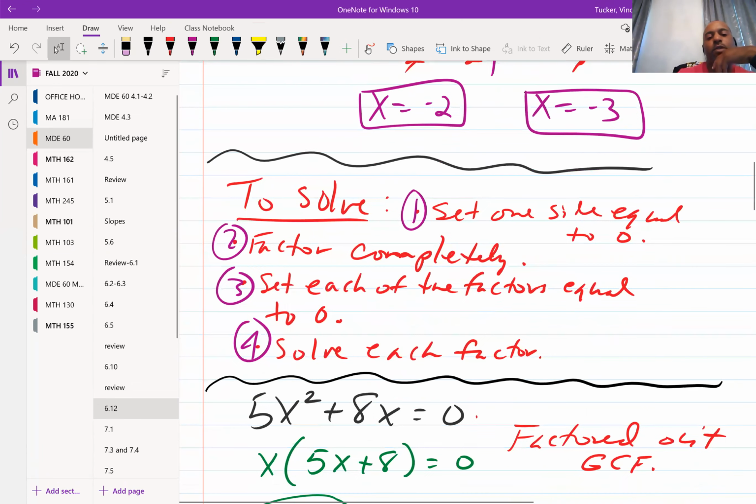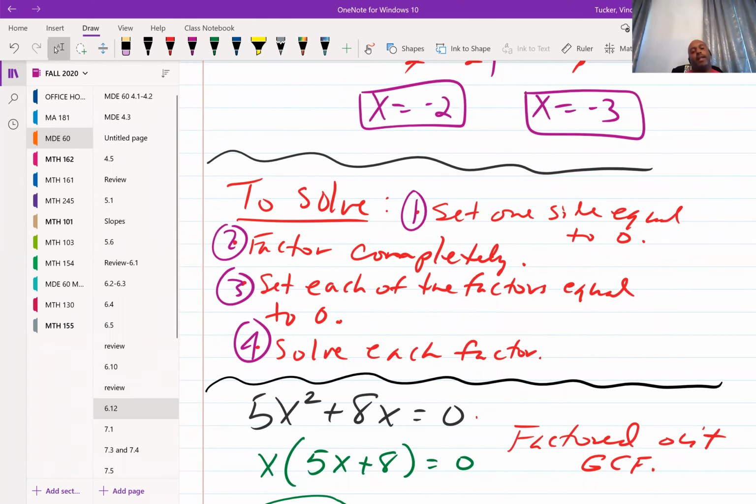So let's look at this first one. We have 5x squared plus 8x equal to 0. You want to factor that out as much as possible, if possible. What I did here was I factored out the GCF. I pulled the x out of each term, so that's why my x is sitting on the outside. And I have 5x plus 8 inside of the parentheses.